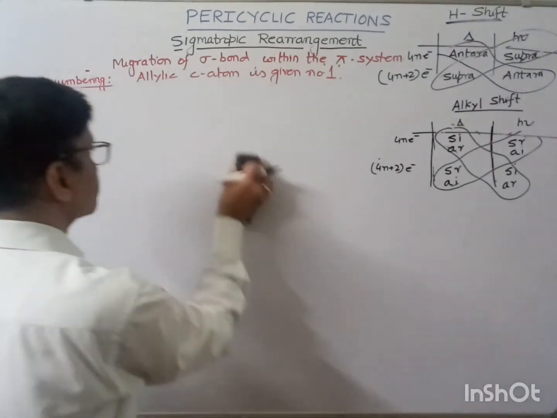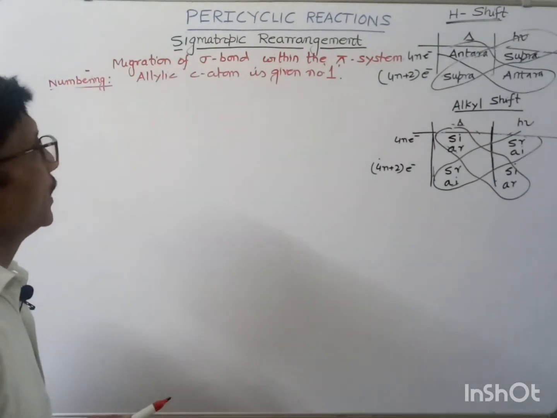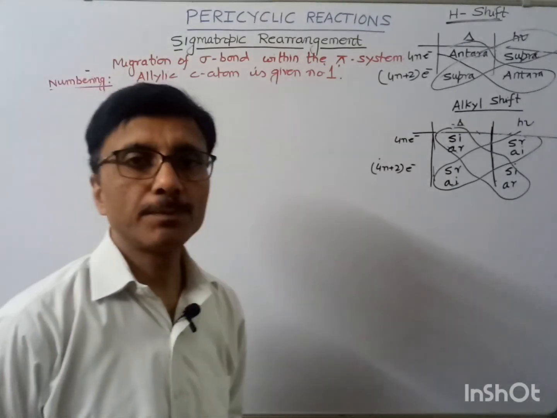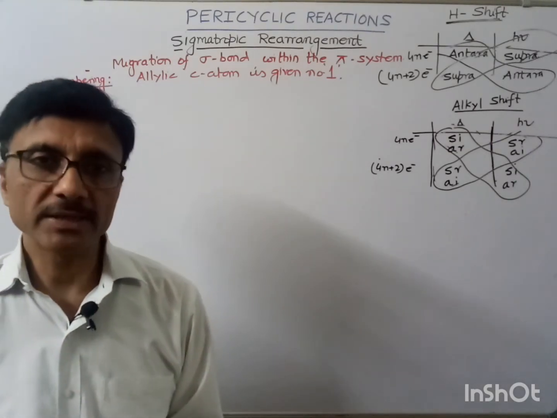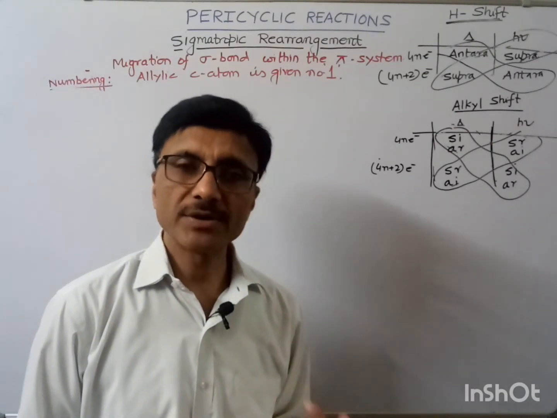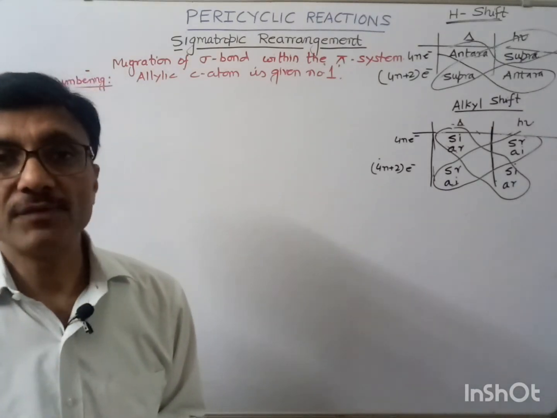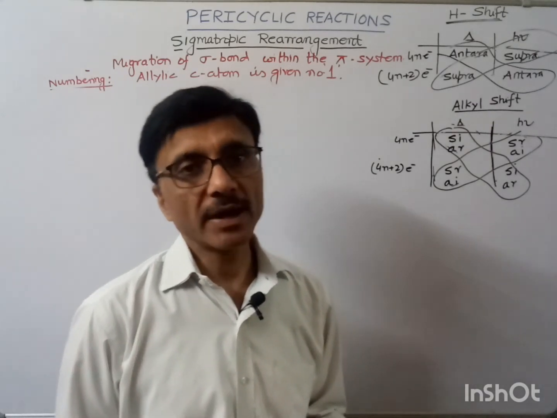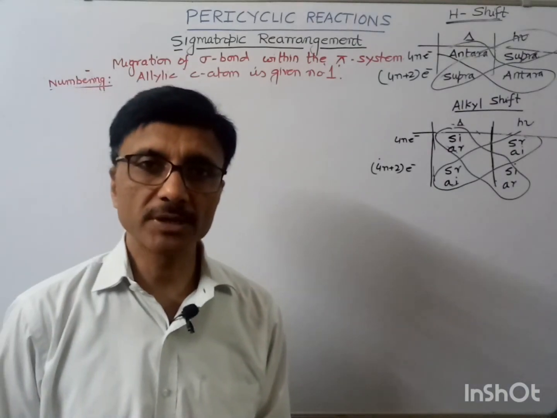Now we may also prove this sigmatropic rearrangement for 4n plus 2 by the FMO method, that is the frontier molecular orbital method. Now in my next lecture I will prove this sigmatropic rearrangement reaction by this frontier molecular orbital method.